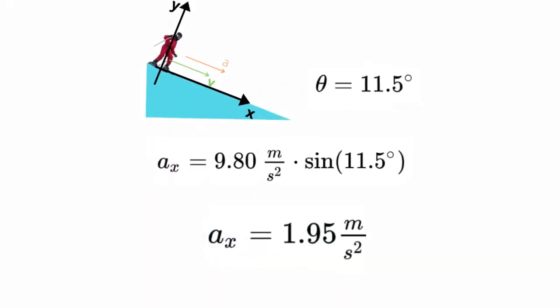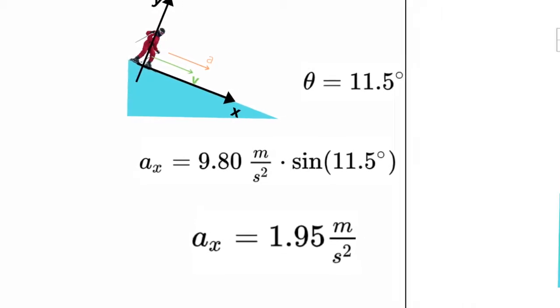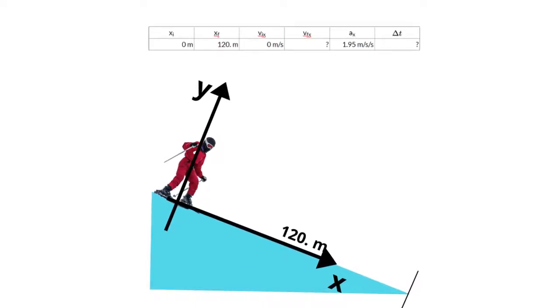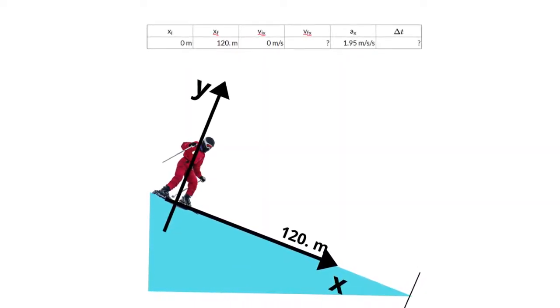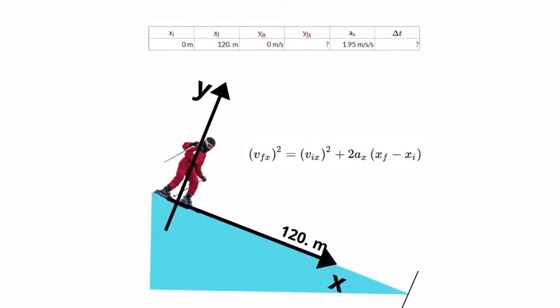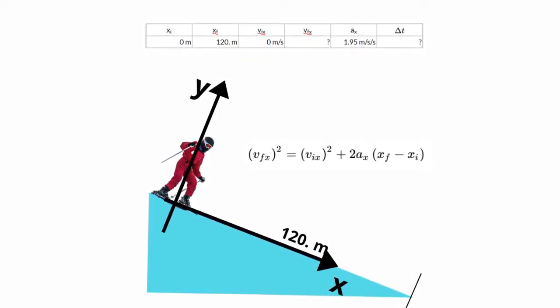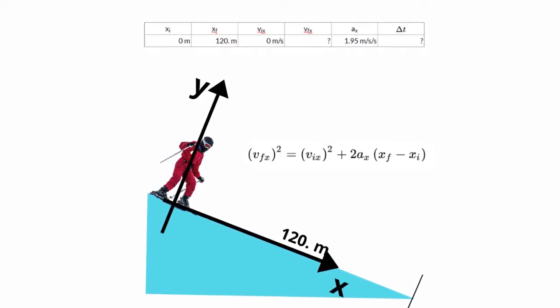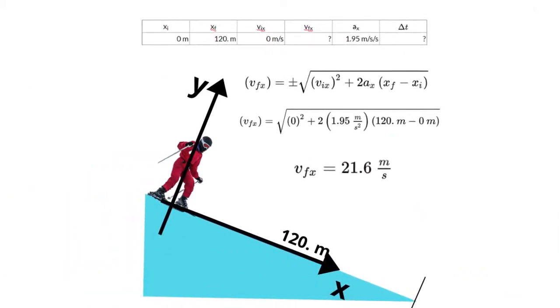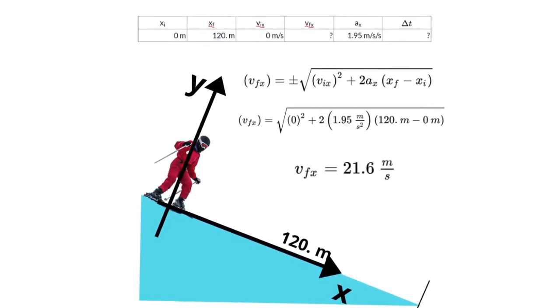Our acceleration is pointing in the same direction as the x-coordinate, so we're going to use the positive value for acceleration, plugging in our number of 11.5 degrees for the angle, giving 1.95 meters per second squared. After that, this is a standard kinematics problem, as long as you remember that the x direction is along the hillside. Since we're looking for the final velocity, we're going to use the equation that has that as its unknown, and the initial velocity, the acceleration, and the change in position as its known values. A little algebra and plugging in values gives us a final velocity of 21.6 meters per second.